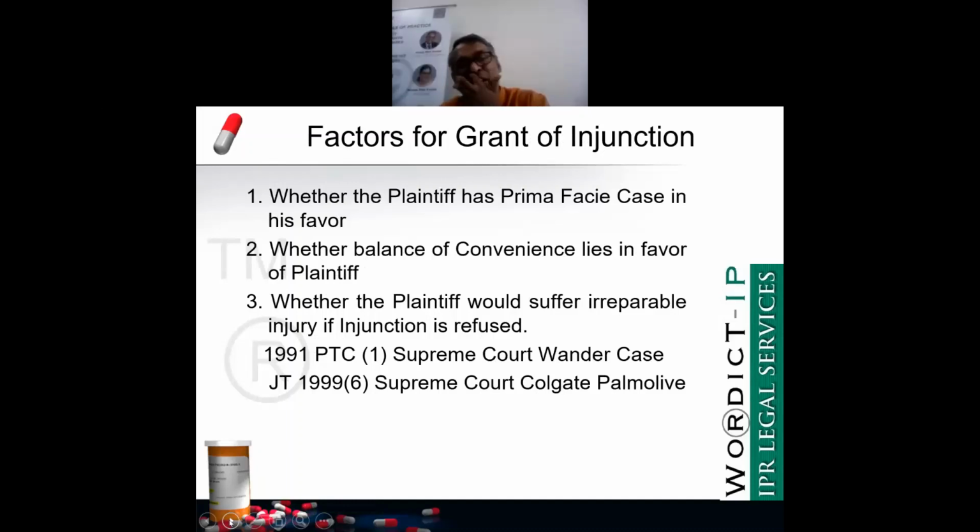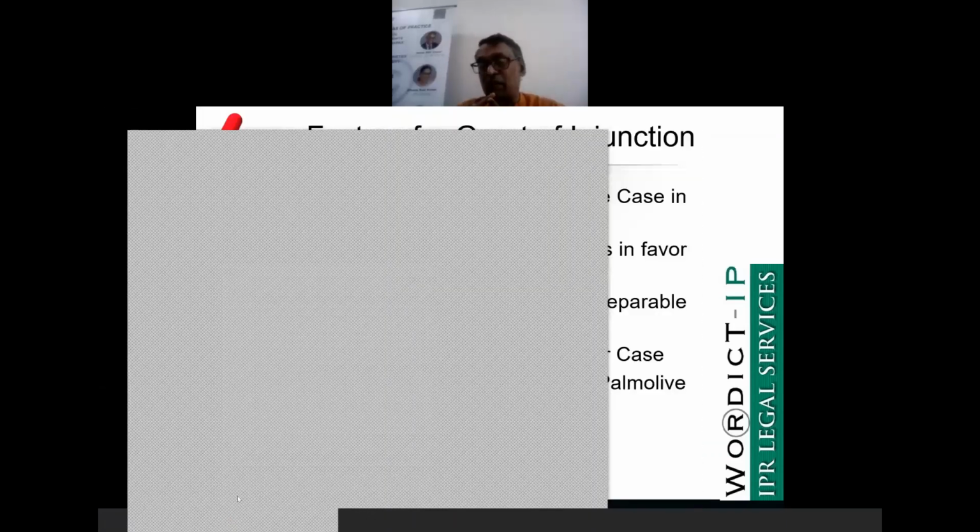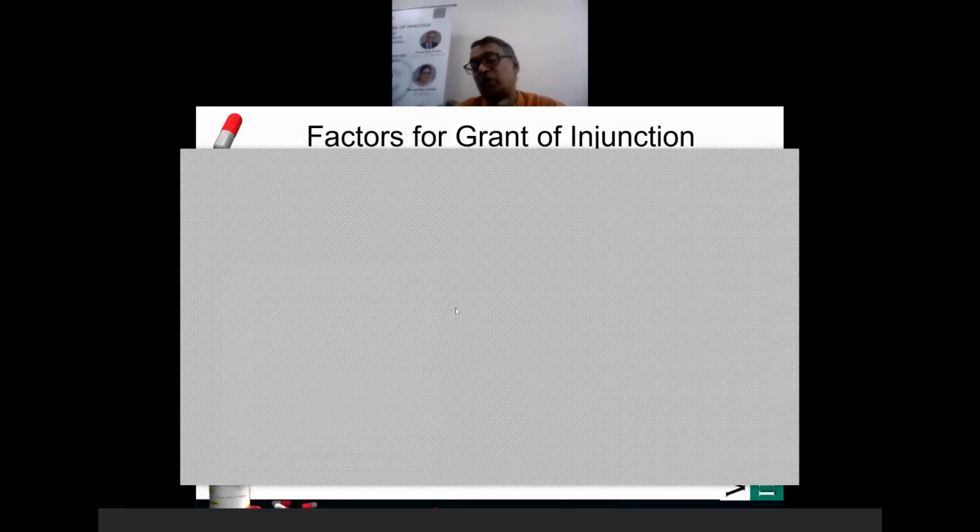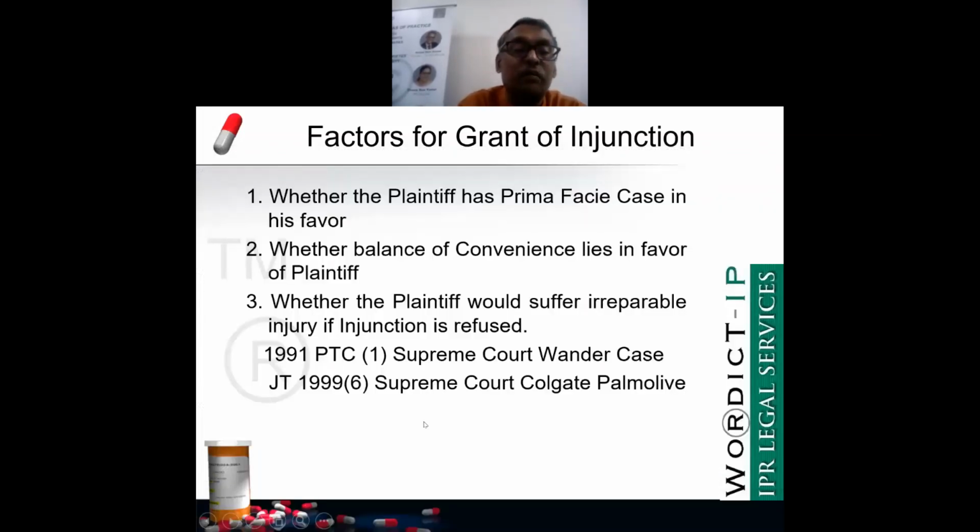Yeah. Factors for grant of injunction. I'm talking about certain cases. Whenever you file a suit and you are arguing, there are three things that you need to establish beyond any reasonable doubt before the court. First is you have a prima facie case in your favor. Prima facie case can be that the copying of the trademark is similar, phonetically similar, or deceptively similar, or the copying of the product, the infringement of the patent, is exactly the same without alterations to the claims and all that. So prima facie case is extremely important.